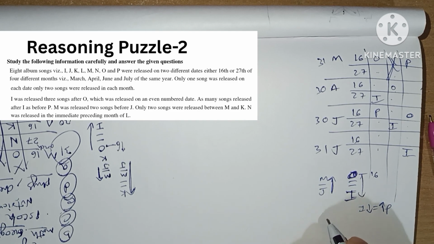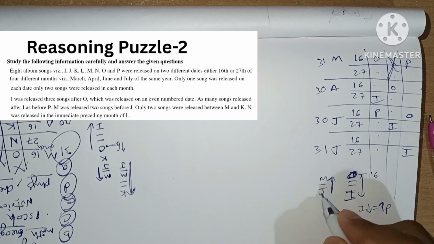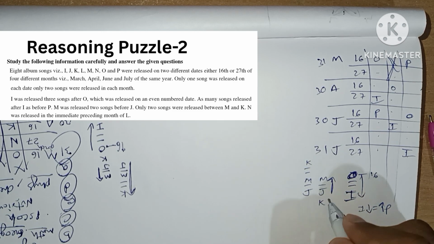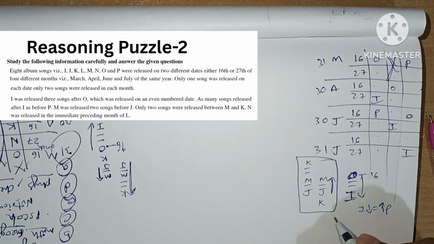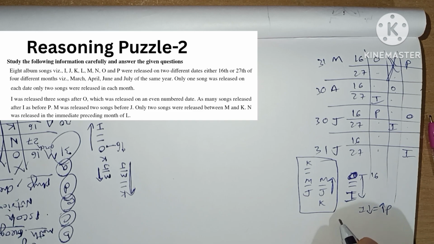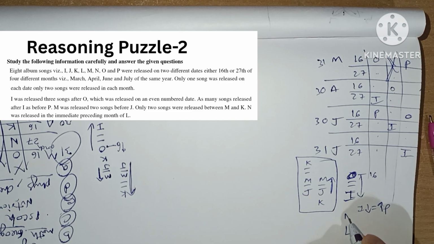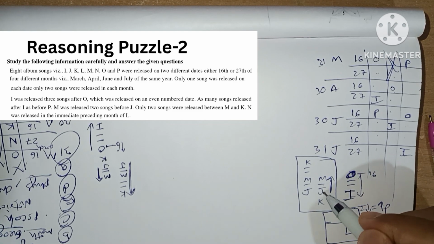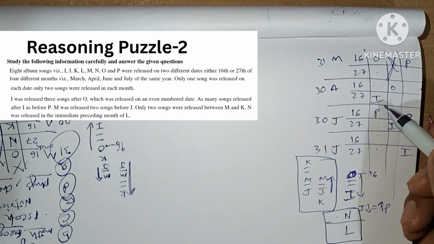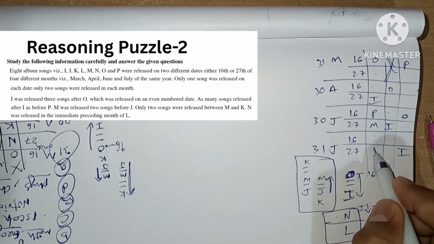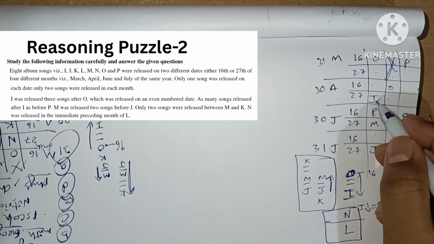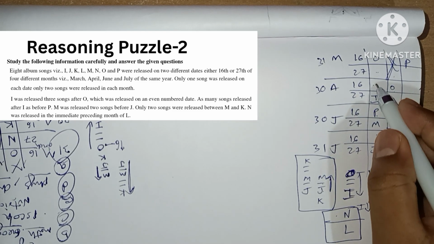Only 2 songs were released between M and K. So 1, 2, this is the place for K, or else we have M, J, 1, 2, this is the place for K. So we got 2 possibilities like this. Next one, N was released in the immediately preceding month of L. Immediate preceding month of L, different months, immediate months. Okay, this one. Now we have the statement M dash J. Here there is no place for M dash J. Here we have a place for M dash J, but to place K, there are 2 people between them, and this is the place for K.